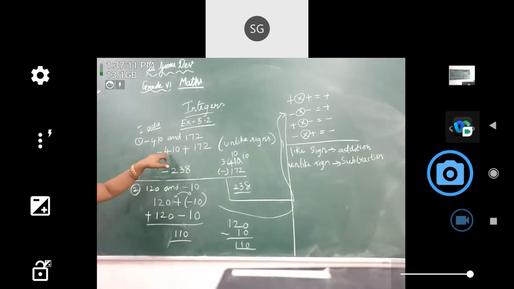And now, depending on which is the bigger number, I will put my sign. So 410 is the bigger number, so the sign of that is minus. So I will put minus 238. Is it clear?